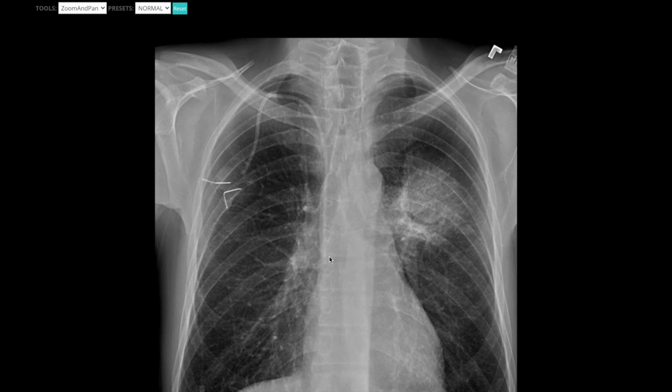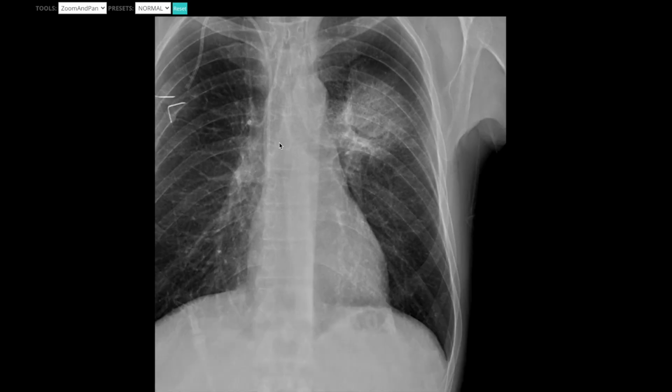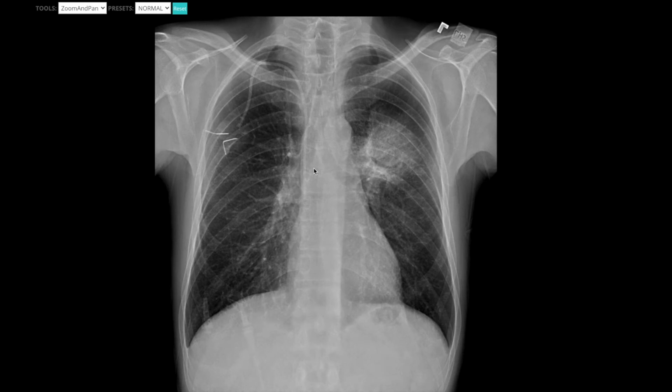Oftentimes I may not be able to see the actual pneumomediastinum in the heart region. What you'll often see is air in the neck, and then you start looking down and see there's an area of pneumomediastinum. In this situation, that's not the case. This one would be normal, but that's one thing to look out for.